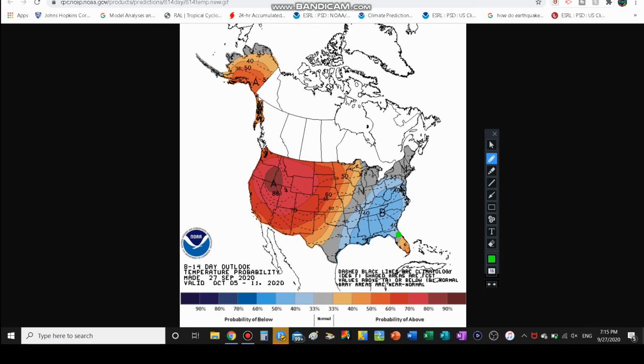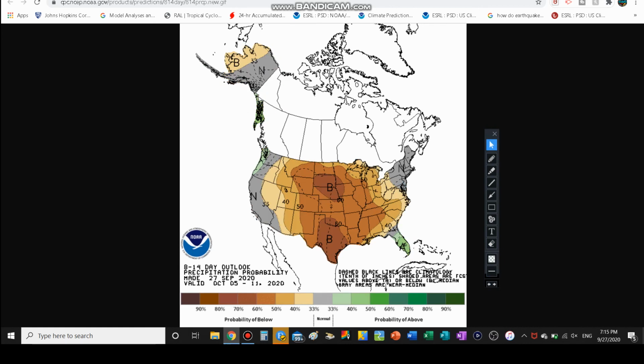Central and southern Florida, maybe around 40% chance for warmer temperatures. Alaska could, according to this, also be on the warmer side potentially. Now, again, looking at the precipitation, for the most part it's going to be dry. Maybe, again, Central and South Florida could be a little bit wet. Western Alaska will be dry.